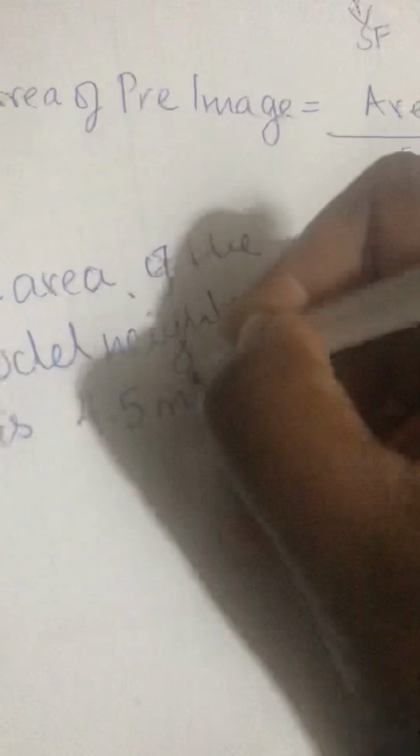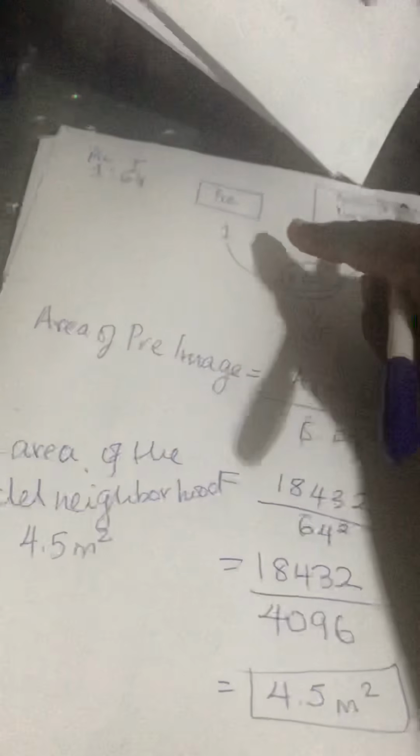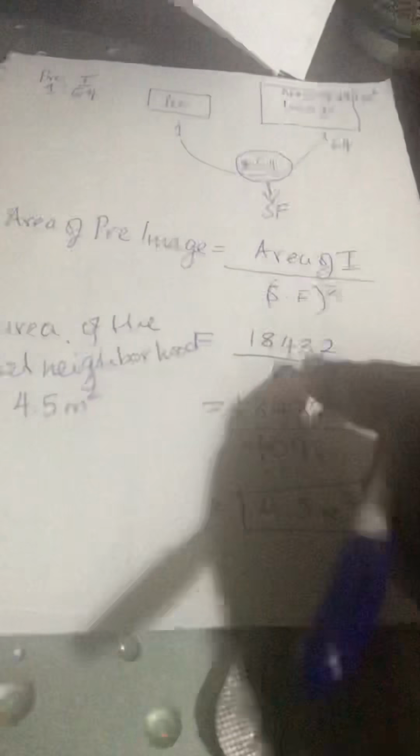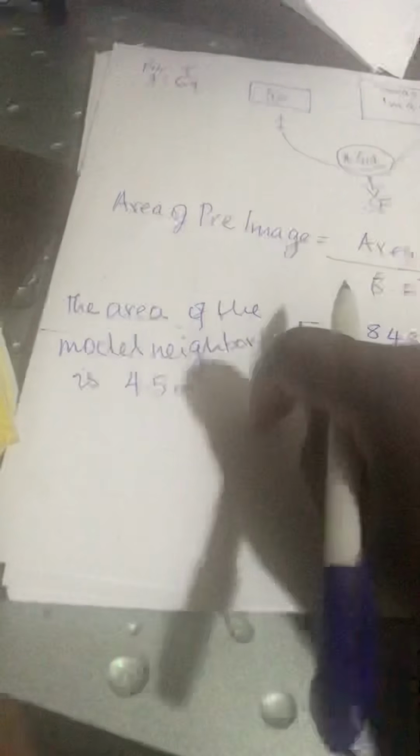What will be the area of the model neighborhood? And I answer in a sentence, the area of the model neighborhood is 4 and 5/10 meters squared. So here is my work. I started over there. I drew, I solved using my formula, and there. Okay.